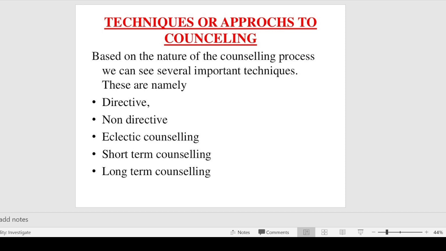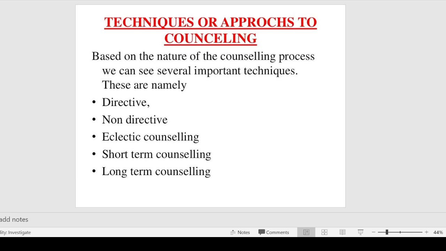Techniques or approaches for the counseling. If you want to give any counseling to any student or your friends or your mother or your father, what kind of techniques do we usually use? This is an important question. I am going to explain individually, one point at a time. Techniques or approaches to counseling.